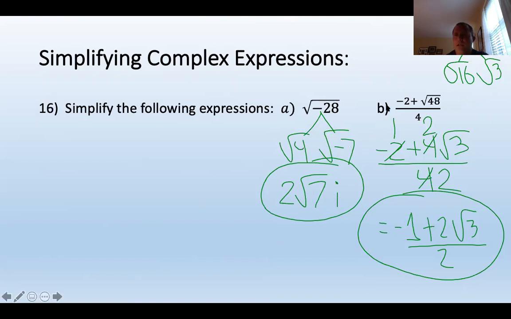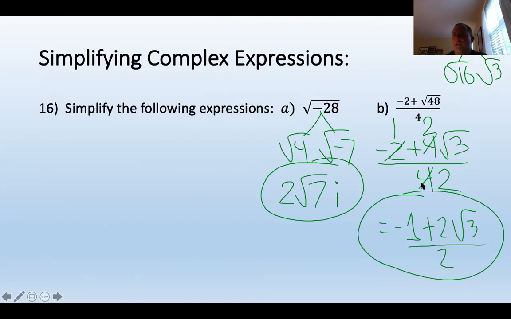The next problem says negative 2 plus square root of 48, all over 4. Now, square root of 48 needs to be simplified, so we make 2 new square roots. The largest perfect square that'll factor into 48 is 16. And 16 times 3 gives us 48. So square root of 16 is 4. So this is 4 square root of 3 that replaces square root of 48. So you have negative 2 plus 4 square root of 3 over 4.